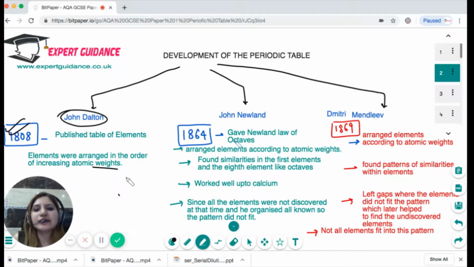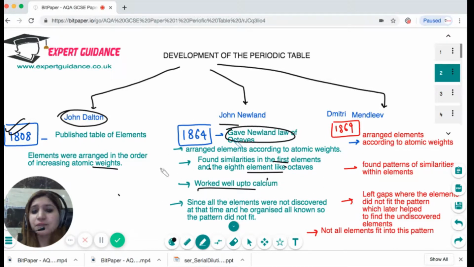Then in 1864 came another scientist called John Newlands, and he gave the Newlands law of octaves. What he did was arrange the elements according to their atomic weights, and he found that there was a similarity between the first element and the eighth element, like the octaves. His idea worked well up to calcium, but the majority of the elements were not discovered at that time, so his idea of the first and eighth similarity did not fit with all the elements. So that was also rejected.